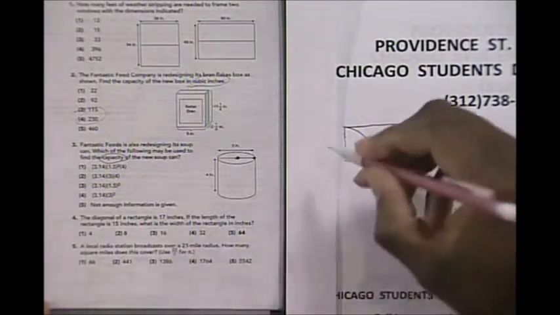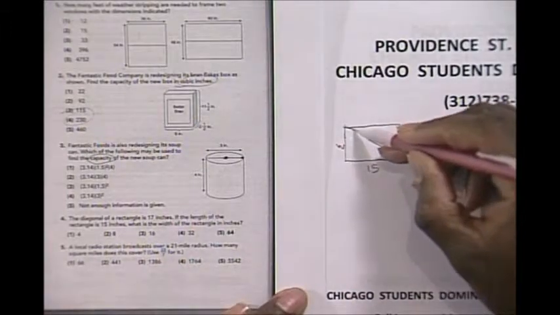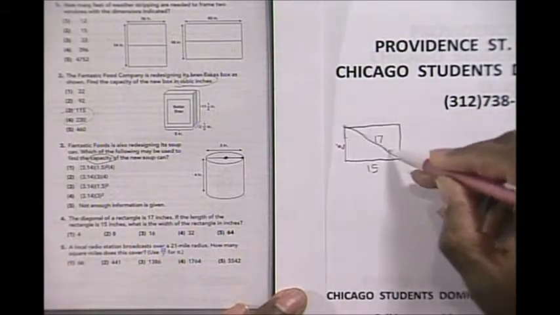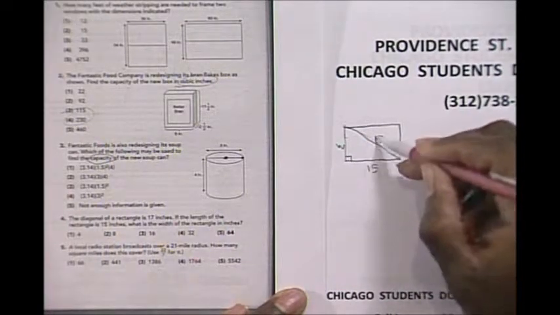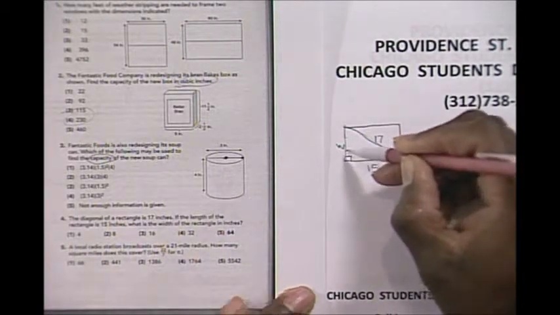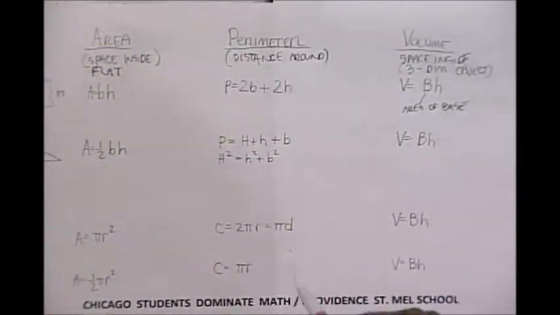What is the width? That's the width. What is the width? All right, so you've got to be able to see that that is a triangle. You've got two sides of a triangle, and you need the third side.